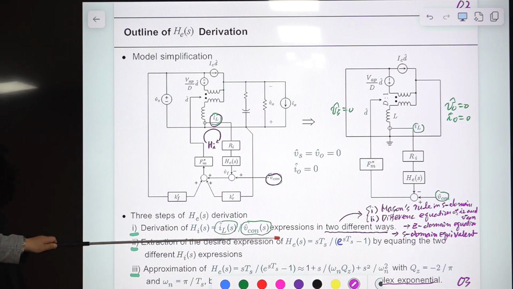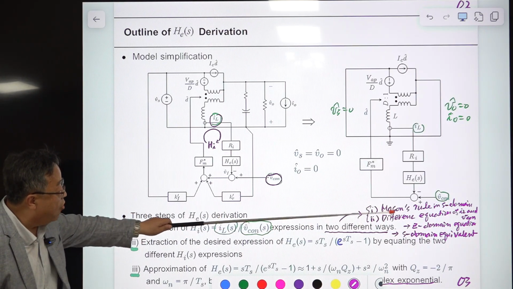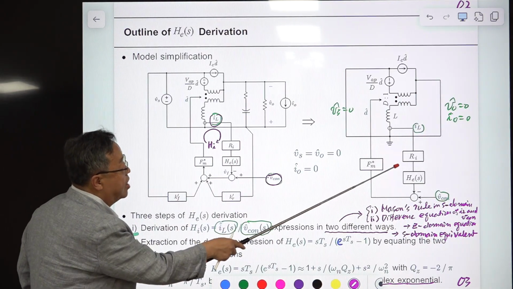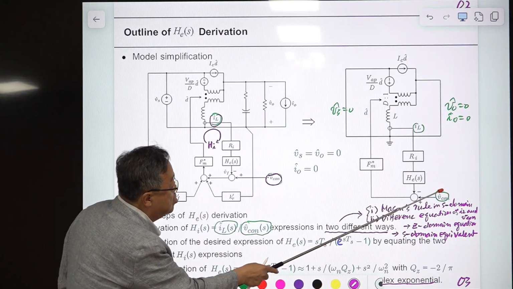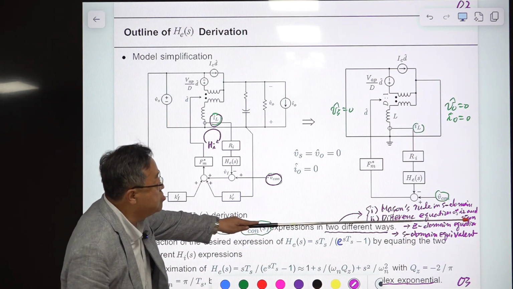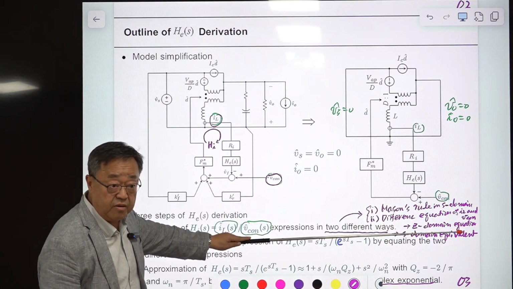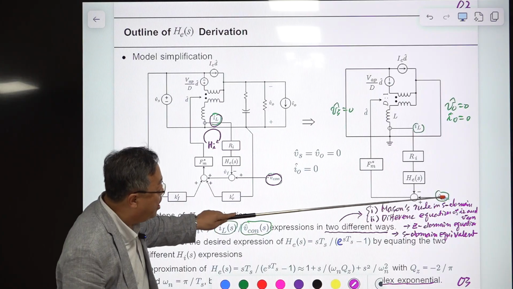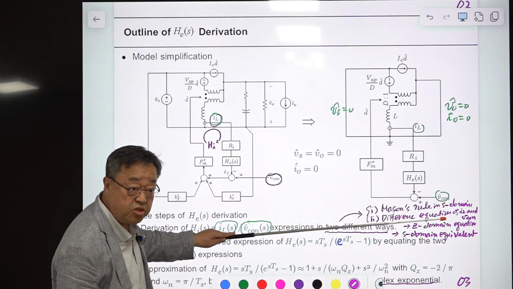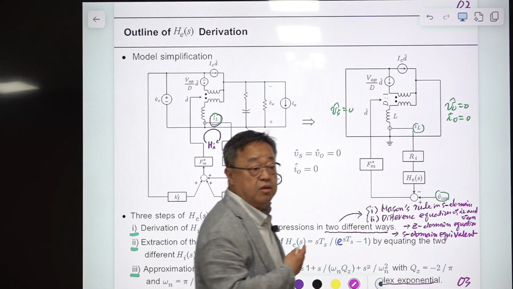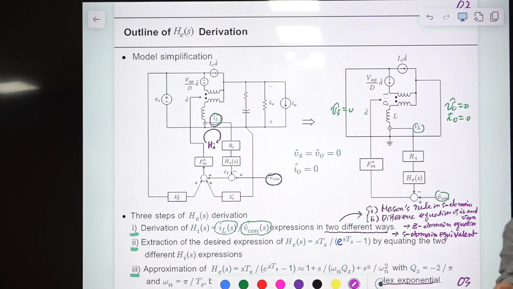First, we derive two different expressions. One is to simply apply Mason's gain rule here. And this is the small signal model, and you derive the transfer function from here to there using the circuit equation, and you set up a difference equation. So this is the sampling system. This is d hat k, i hat k, the difference equation between this and this. And from this difference equation, you derive the z-domain transfer function, very simple.